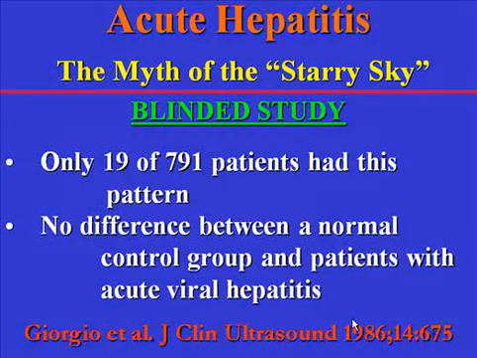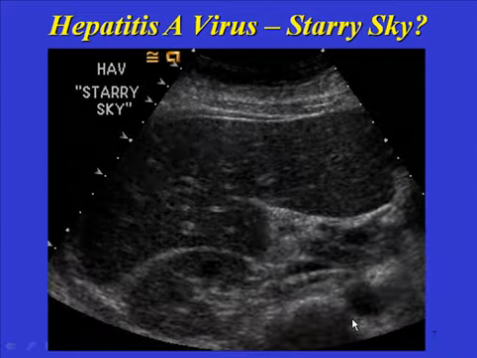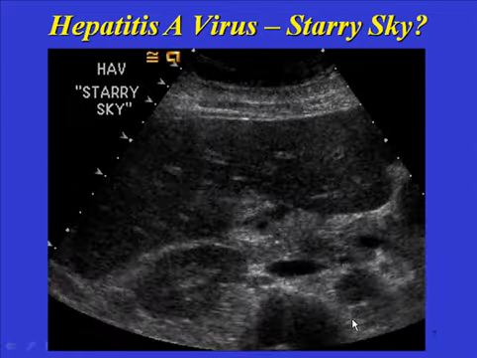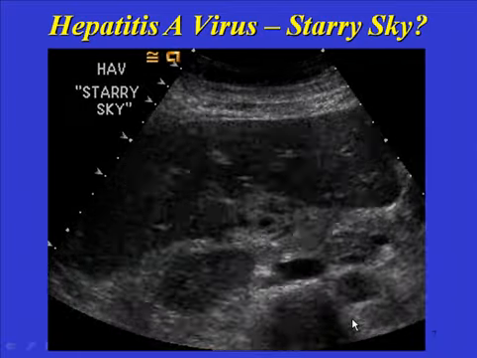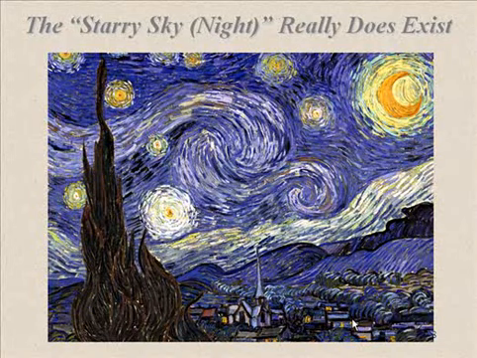791 patients, and only 19 of the patients with acute hepatitis had this pattern. And in a control group comparing normals and patients with hepatitis, there was no difference whatsoever in the frequency of this finding. So the starry sky is not something that you ought to pay attention to. Here's an example of the starry sky. Of course, there is such a thing as the starry sky, as we see in this Vincent van Gogh painting.